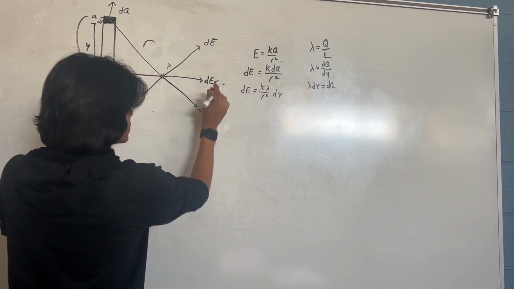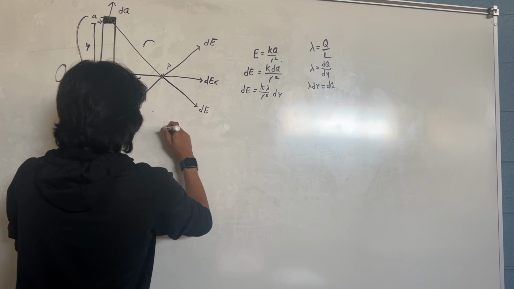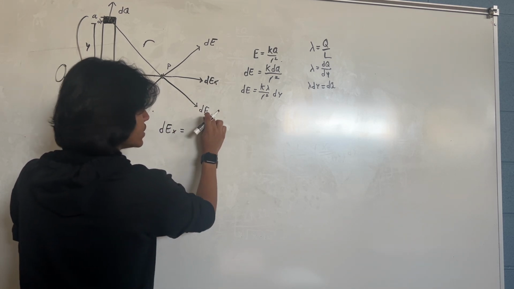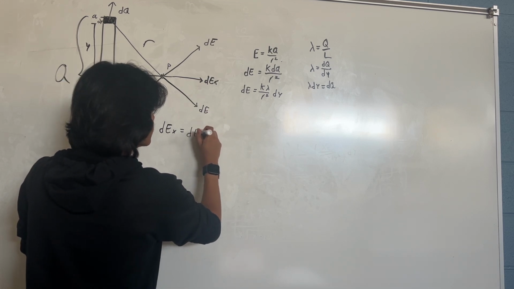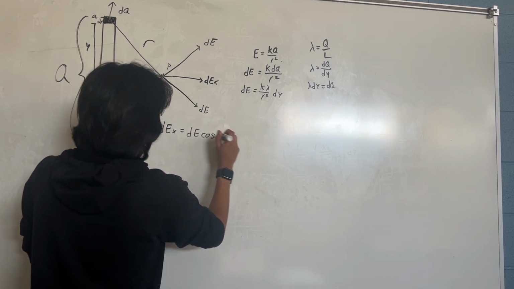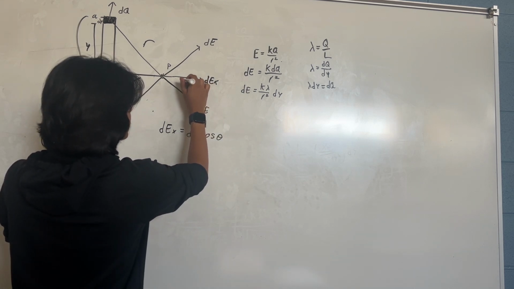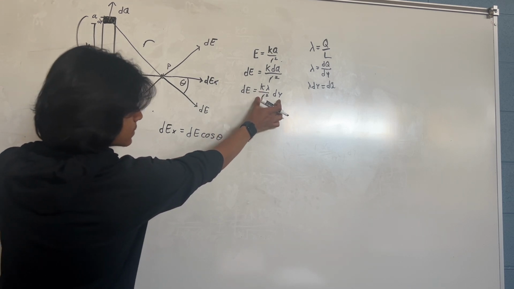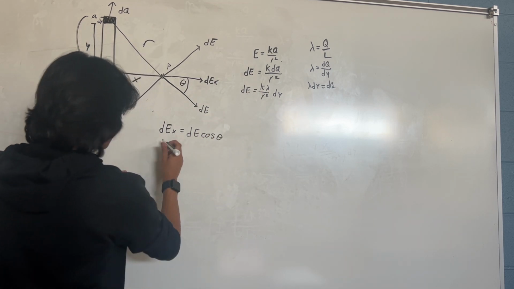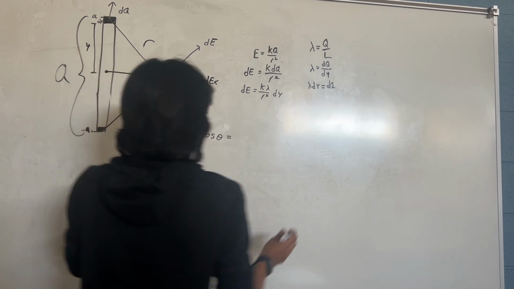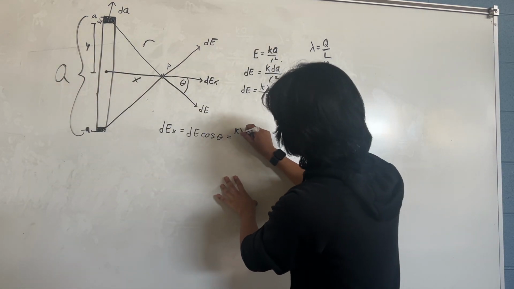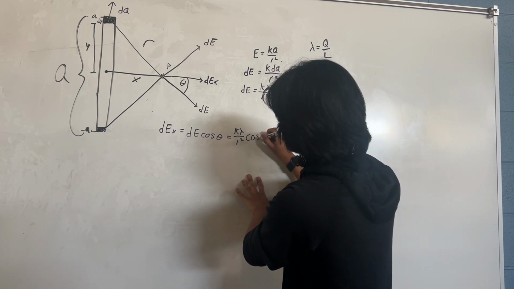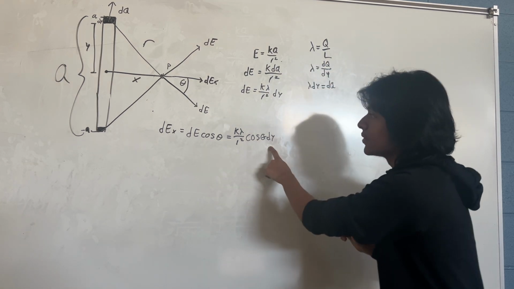So to solve for dE of x, we're going to take the cosine of our change of electric field. So dE cosine theta, where our theta lies right there. At this point, we could substitute this in. We could plug that in there. So we could have k lambda over r squared, and I'm going to write cosine theta so I can have dy here in the back.